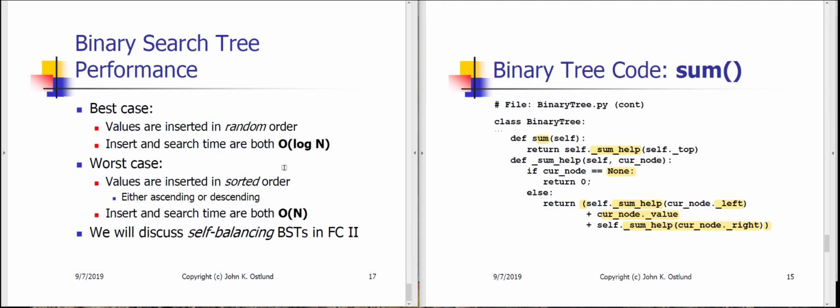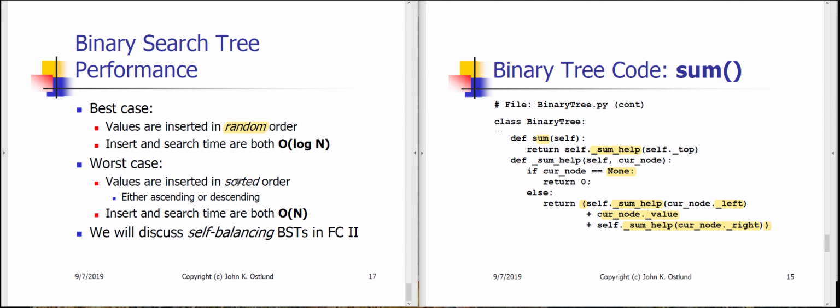Let me say a word about performance here. Ideally, if the values are inserted into the tree in some kind of random order, then the tree will be fairly bushy, and you'll have both an insert and search time of order log n. That is, it will take you log n time to figure out where to put a new value, and it will also take you log n time to determine whether a particular value is in the tree or not.